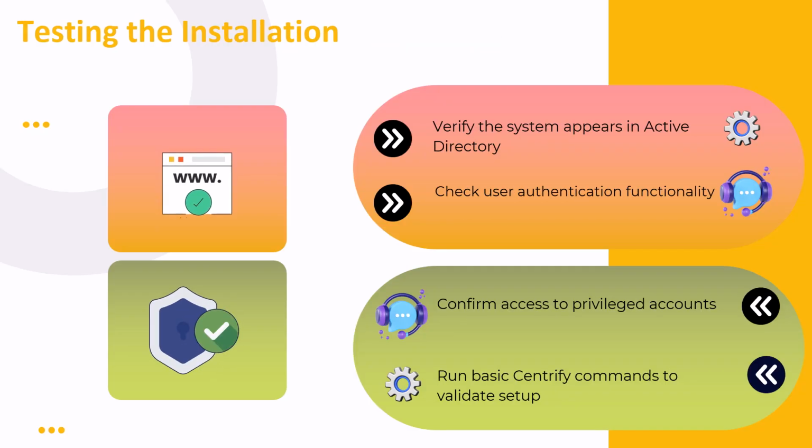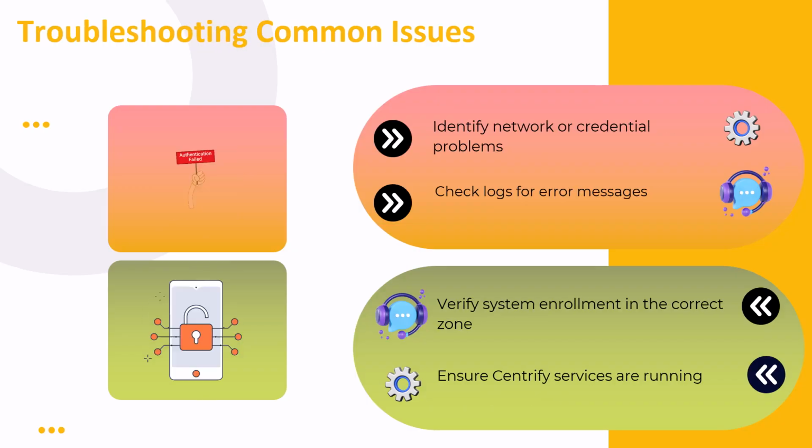But now, let's see if everything is actually working. First, we check whether our system popped up in Active Directory. Visibility is key. Next, let's test user authentication. If users can't log in, we've got a problem. Privileged accounts should be accessible, but only to the right people. Lastly, running basic Centrify commands will give us the thumbs up we need. If everything checks out, we're golden.